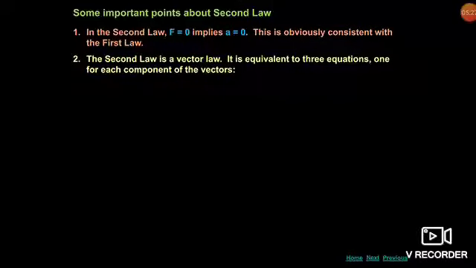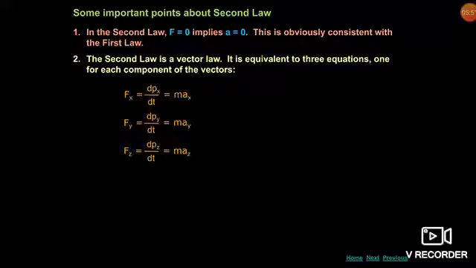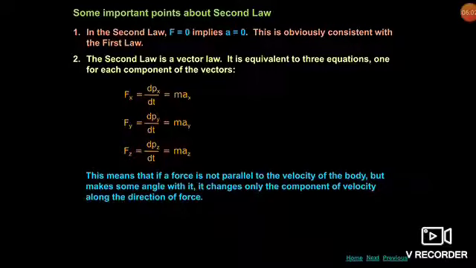The second law is a vector law. It is equivalent to 3 equations, one for each component of the vector. That is, force along the x-axis will be rate of change of momentum along the x-axis, so mass into acceleration along the x-axis. Similarly, force along the y-axis will be rate of change of momentum along the y-axis, so mass into acceleration along the y-axis. Force along the z-axis is equal to rate of change of momentum along the z-axis, so it will be mass into acceleration along the z-axis.